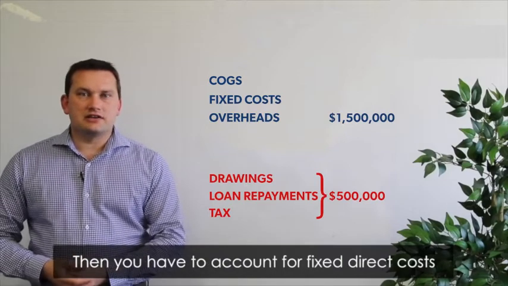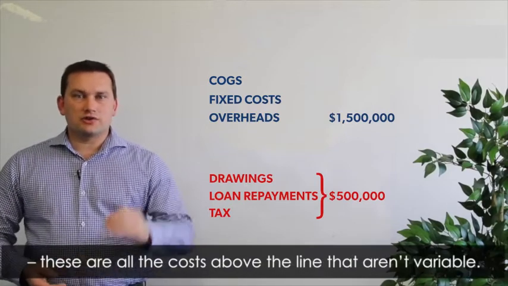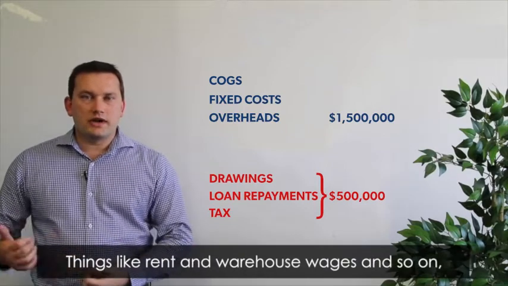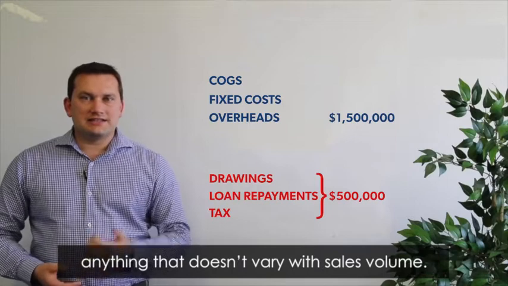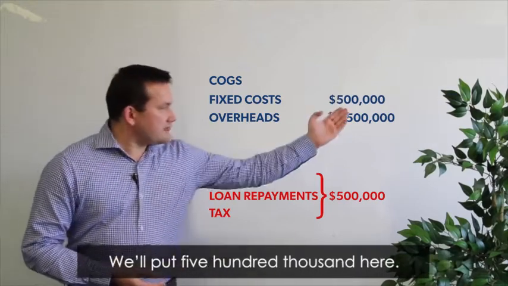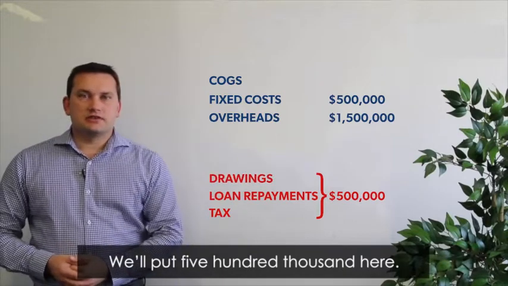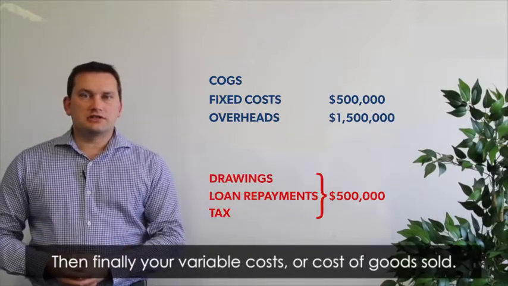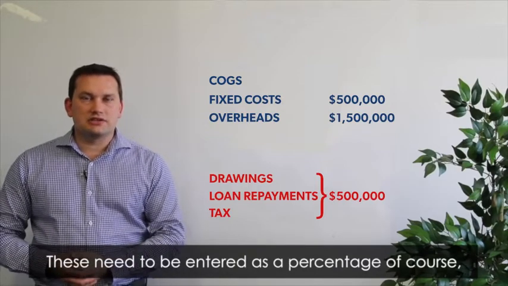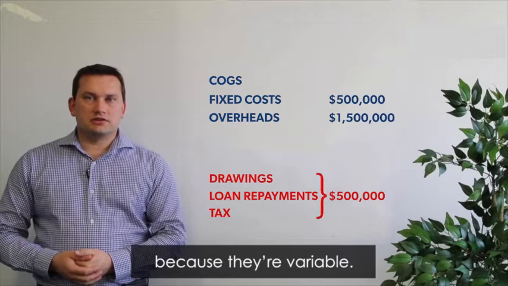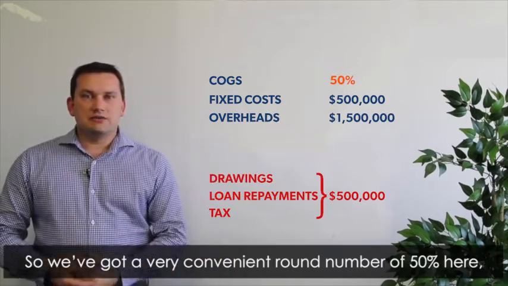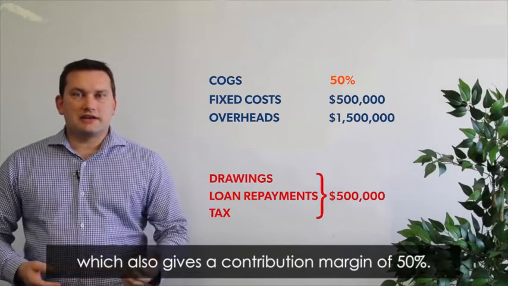Then you have to account for fixed direct costs. These are all the costs above the line that aren't variable. Things like rent and warehouse wages and so on. Anything that doesn't vary along with sales volume. So we'll put $500,000 here for fixed costs. And then finally your variable costs or cost of goods sold. These need to be entered as a percentage, of course, because they are variable. So we've got a very convenient round number of 50% here, which also gives a contribution margin of that same 50%.